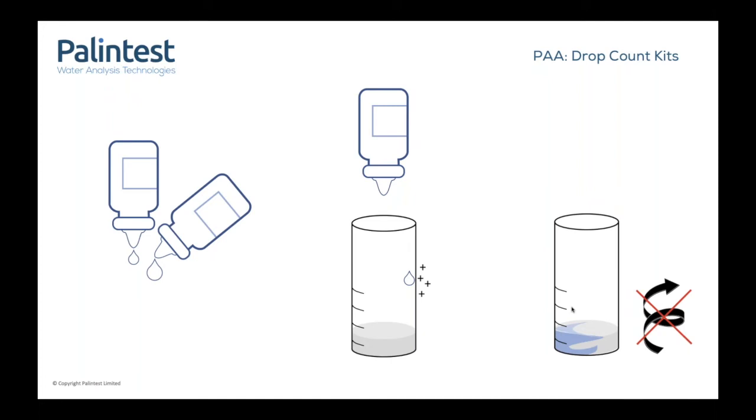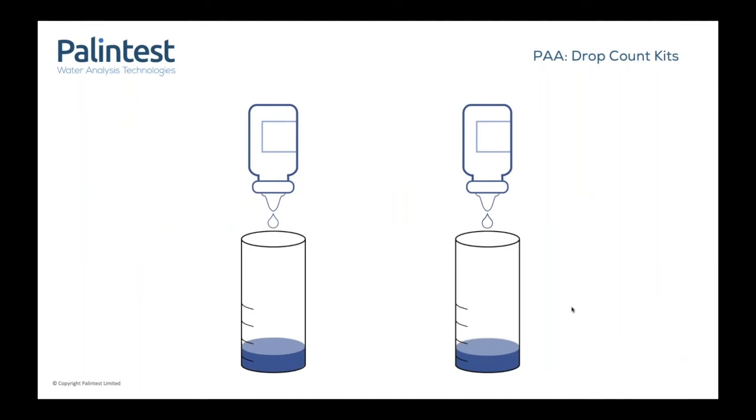And speaking of swirling, something else we see in the field are users who don't swirl their samples effectively. They don't wait for that mixture to finish happening, which means they can keep adding drops, even though if they just waited, the color change would have happened.